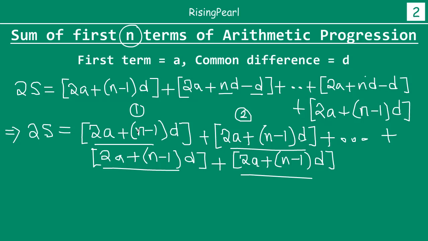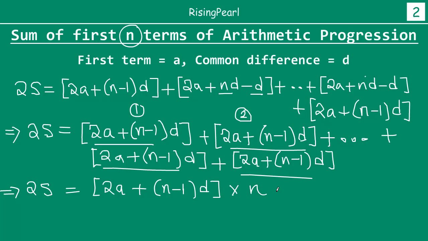That means that this sum should be equal to, or in other words, what we have is 2 times s is equal to 2a plus n minus 1 times d. And how many of these terms are there? There are n such terms, so times n, because there are n such number of terms in the square bracket. So first, second, third, fourth, this is the nth term.